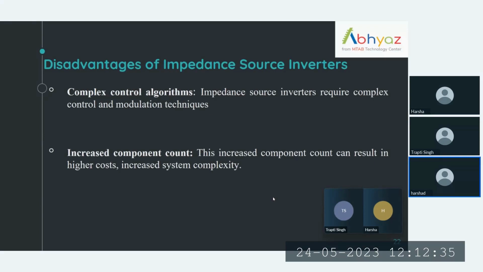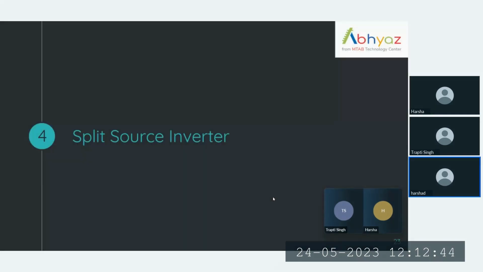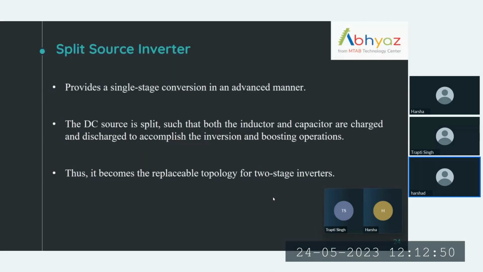Some disadvantages of the impedance source networks include utilization of a complex control algorithm and an increased number of components. To overcome these problems and to obtain a better performance, single-phase split-source inverters were designed. A single-phase split-source inverter provides a single-stage conversion. As the name infers, the DC source is split up from the DC link such that both the inductor and the capacitor are charged and discharged to accomplish the inversion and boosting operation in a single stage.